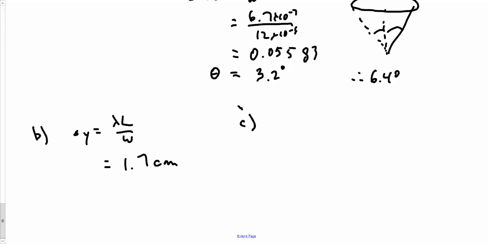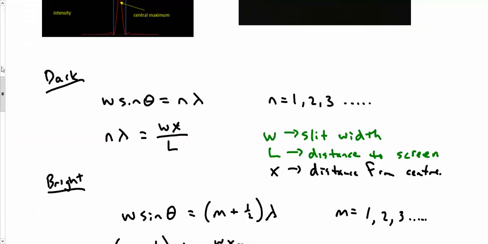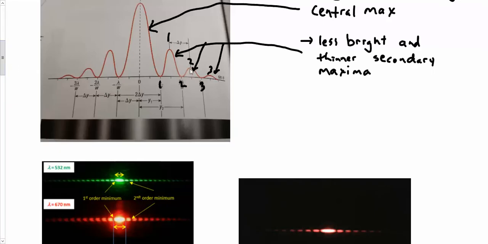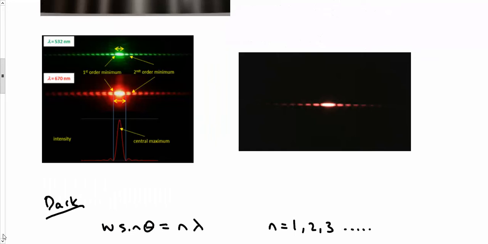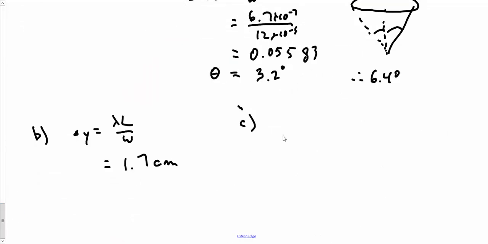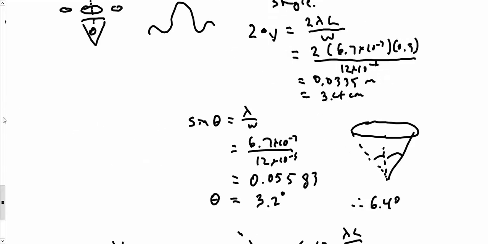The last question asks for the distance between the second and third maxima. I'm going to go back up because this is such an important diagram. Second and third maxima, so from here to here, and it's delta y again. All of this is the same, delta y. Plug all that in, and I get the same number.